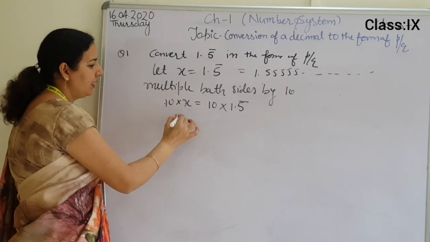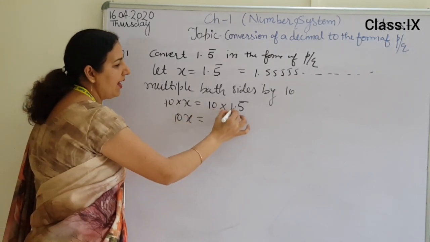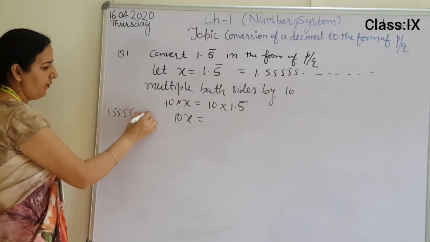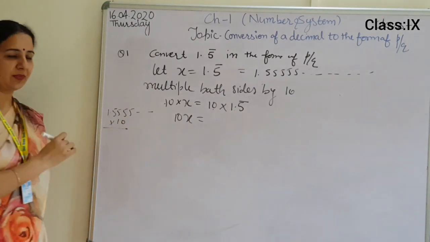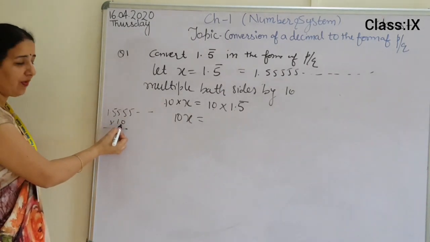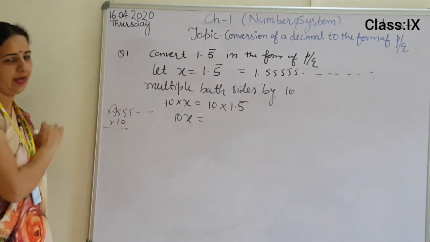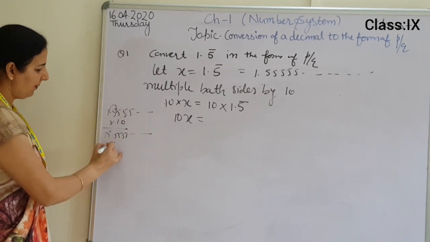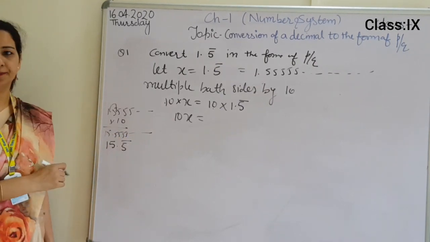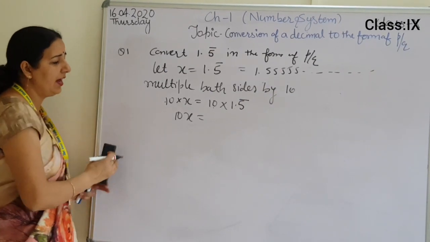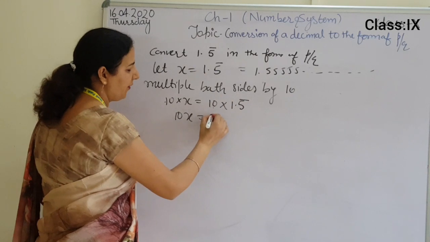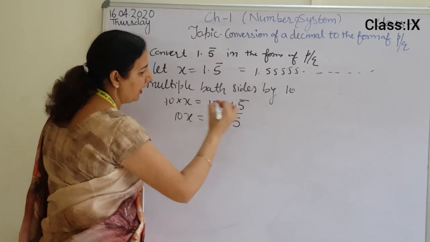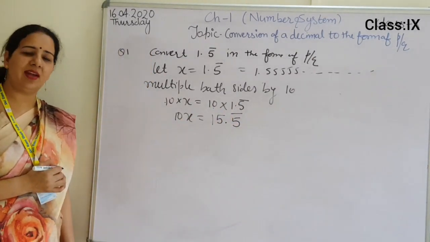10 into x is 10x. When you multiply 10 into 1.5 bar, as 1.5 bar is 1.5555 and so on, multiplied by 10, we know that 10 means 1, 0, so the point will shift here. So it will be 15.555 and so on. So it will be 15.5 bar. When you multiply 10 into 1.5 bar, then 1 5 will shift here and the other 5s, which are infinite in number, will remain there.